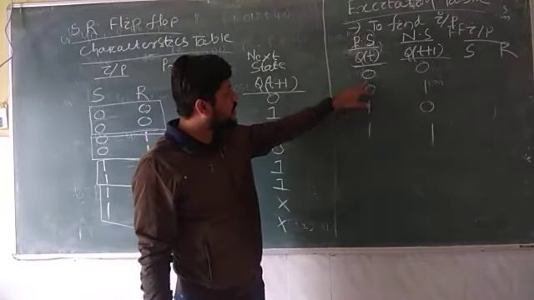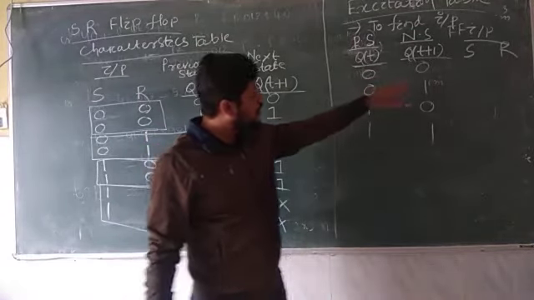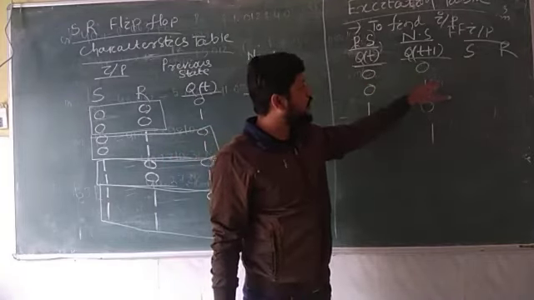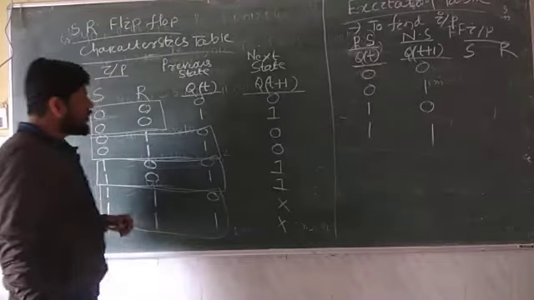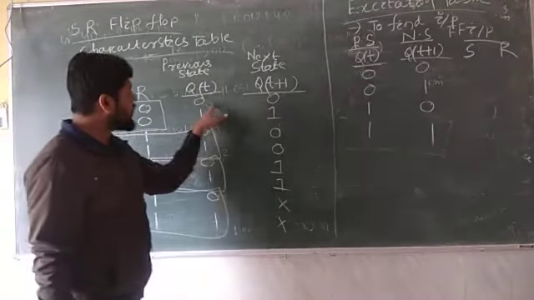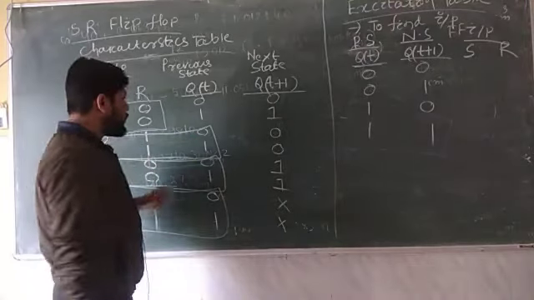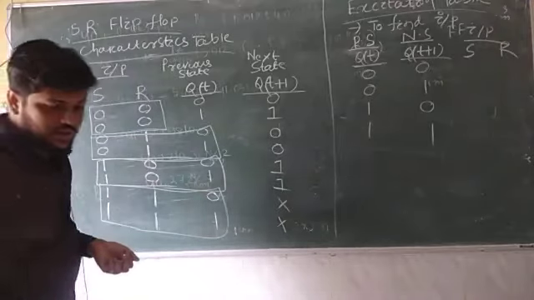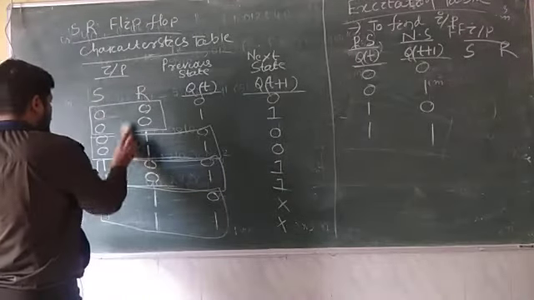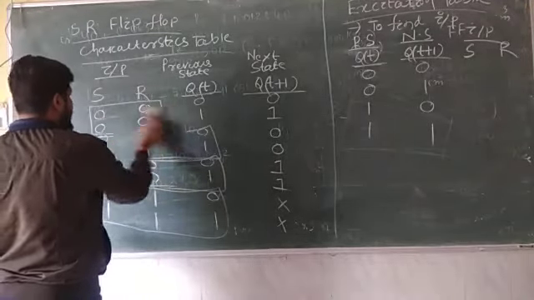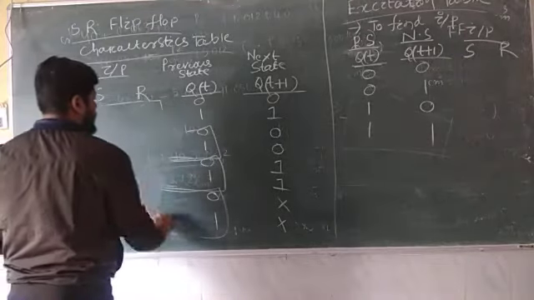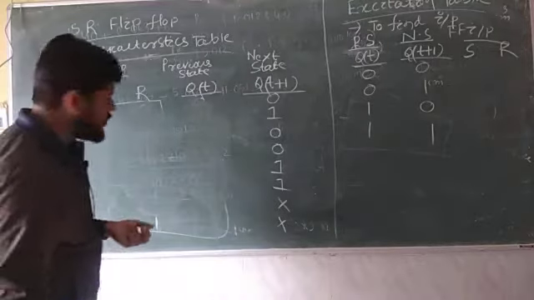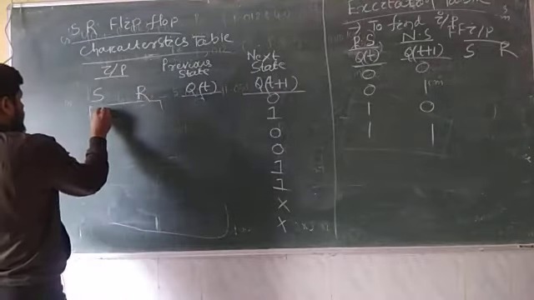In this case, present state is 0 and next state is 0. So we have to see here when the present state is 0 and the next state is 0. Once again I will draw this for you because this is necessary.